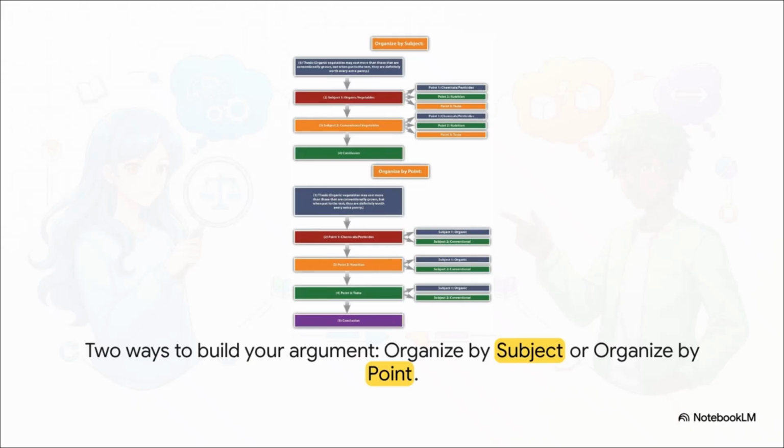Okay, so here are your 2 options. With the first one, organized by subject, it's like you're giving a full tour of organic veggies first. You talk about chemicals, nutrition, taste, the whole deal. Then you switch gears and give the full tour of conventional veggies. The other way, organized by point, is different. You talk about chemicals for both, then nutrition for both, then taste for both. It's more of a point-by-point showdown. Both get you there, just different journeys.